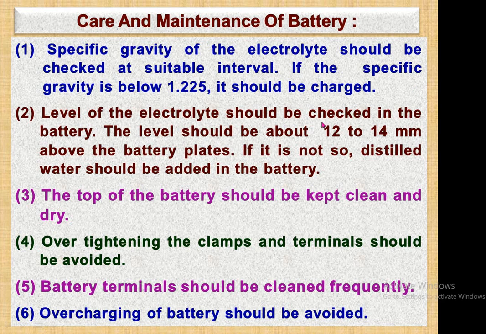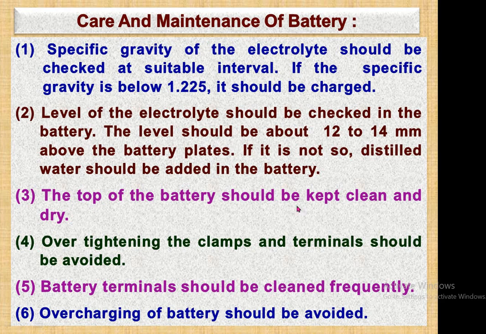The level of the electrolyte should be checked in the battery. The level should be about 12 to 15 mm above the battery plates. If it is not so, distilled water should be added in the battery. We have to maintain the water level, or we can say the level of our chemicals, 12 to 15 mm above the battery plate. If it is not, then distilled water is added, and the level should be kept 12 to 15 mm above the plates.